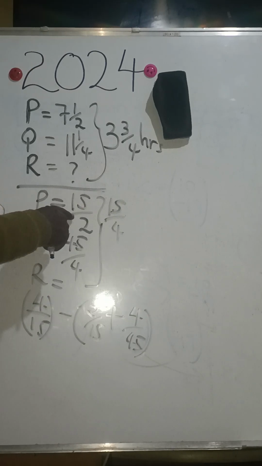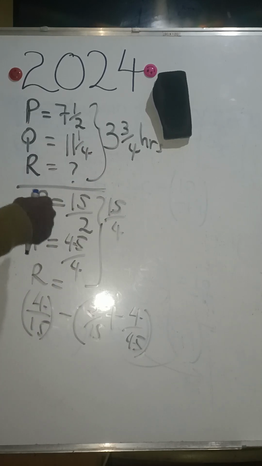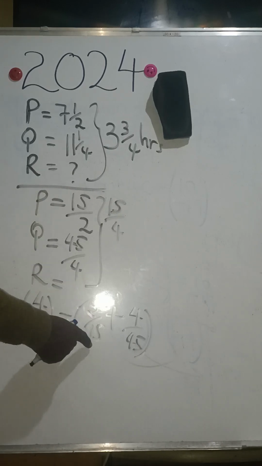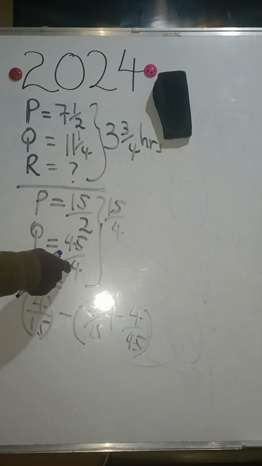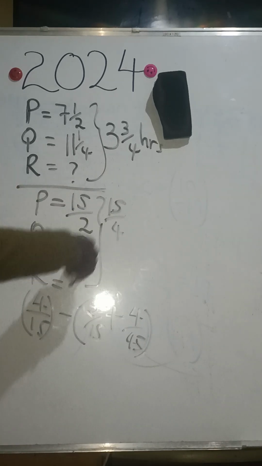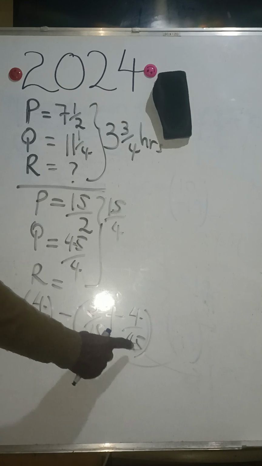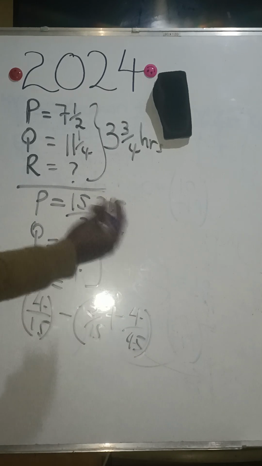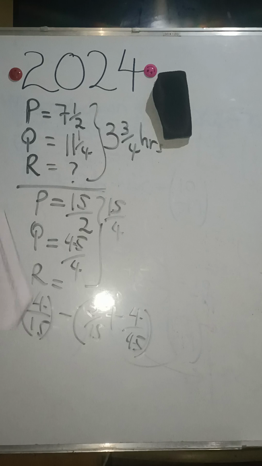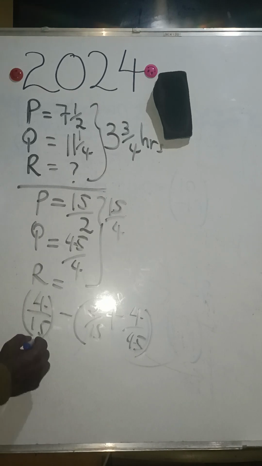If I've been given the time taken for a particular pipe or tap to fill or empty a particular container, tank or swimming pool, I can just get the reciprocal of that time taken to get the work it can do. So the work P can do in 1 hour is 2/15. The work Q can do in 1 hour is 4/45. The work the three can do in 1 hour is 4/15. So the work they can do, all three working, less the work the two can do, should give us the work that the other one can do in 1 hour. So let's see.